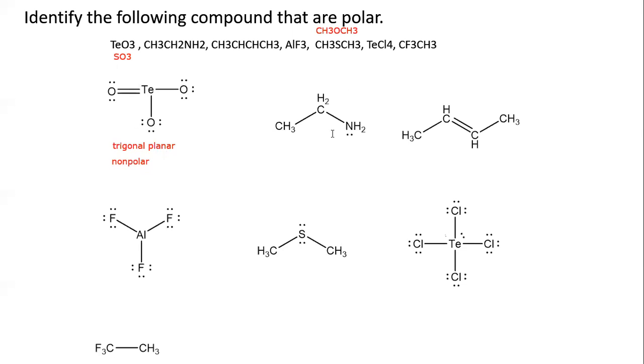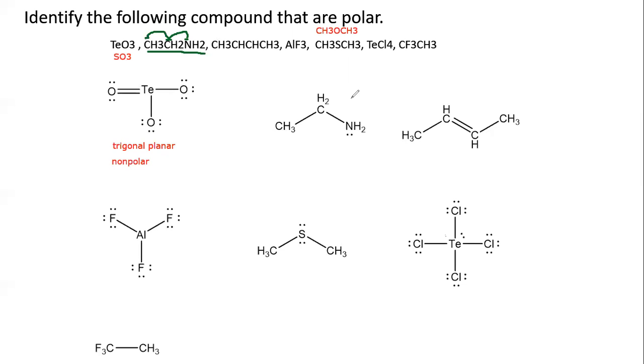Next we have ethyl amide, and this is the Lewis structure, so CH3, CH2, NH2. Whenever you see it written like this, the hydrogens are attached to the non-hydrogen atom before it. So there are 3 hydrogens attached to the carbon, and then this carbon is attached to this carbon, and then there are 2 hydrogens attached to this carbon, and then that carbon is attached to this nitrogen.